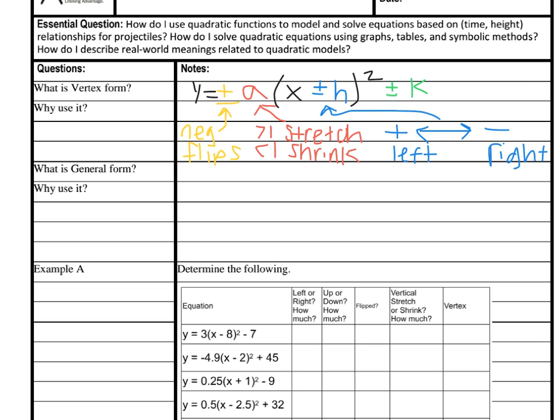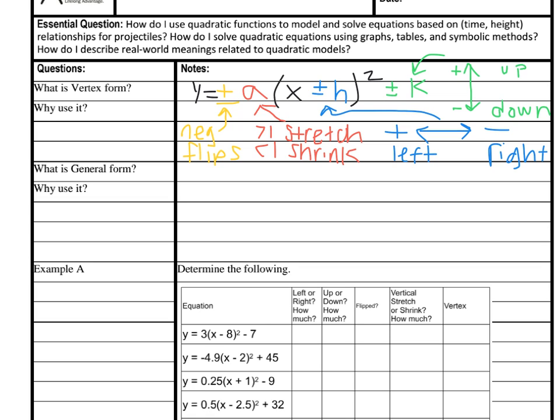Plus h tells us how many to go left. Minus h tells us how many to go right. Plus k tells us to go up that many. Minus k tells us how many to go down. Why would we use vertex form? It helps us to be able to graph pretty easily, and then we also know what the vertex is, and it's also easy to perform transformations.